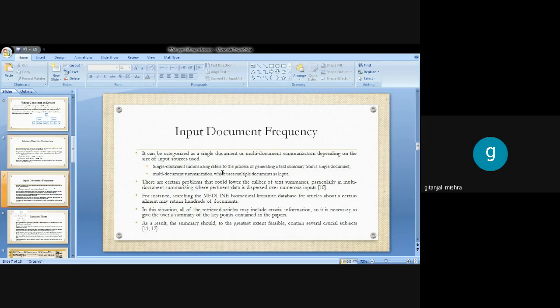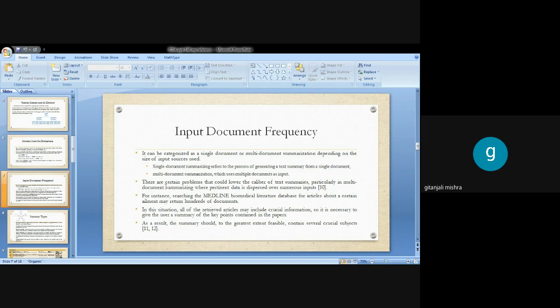The next type is input document frequency. We can categorize the document frequency into two types, that is single document and multi document. Single document means that when we are inputting the text for summary, if the document is one, then that is called a single document. But if we are inputting more than one document, that is called multiple document summarization.